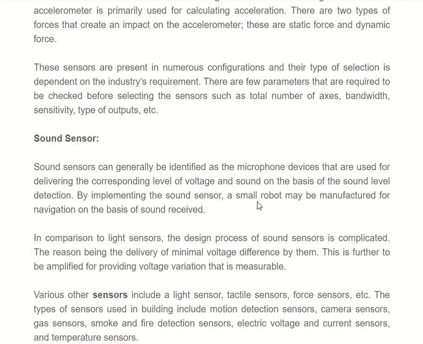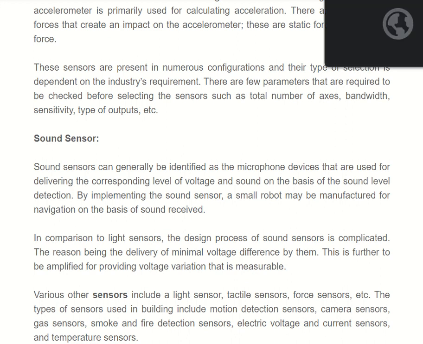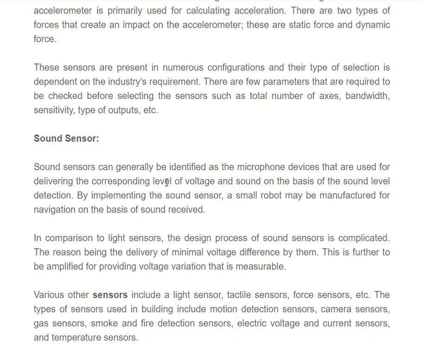Except these sensors, there are so many different sensors like light sensor, tactile sensor, force sensor. And if you want to learn about different sensors, we already have a video on different types of sensors. I will give the link of that video as well in the I button on top right hand side corner of your screen, so you can click on it and check it out as well.